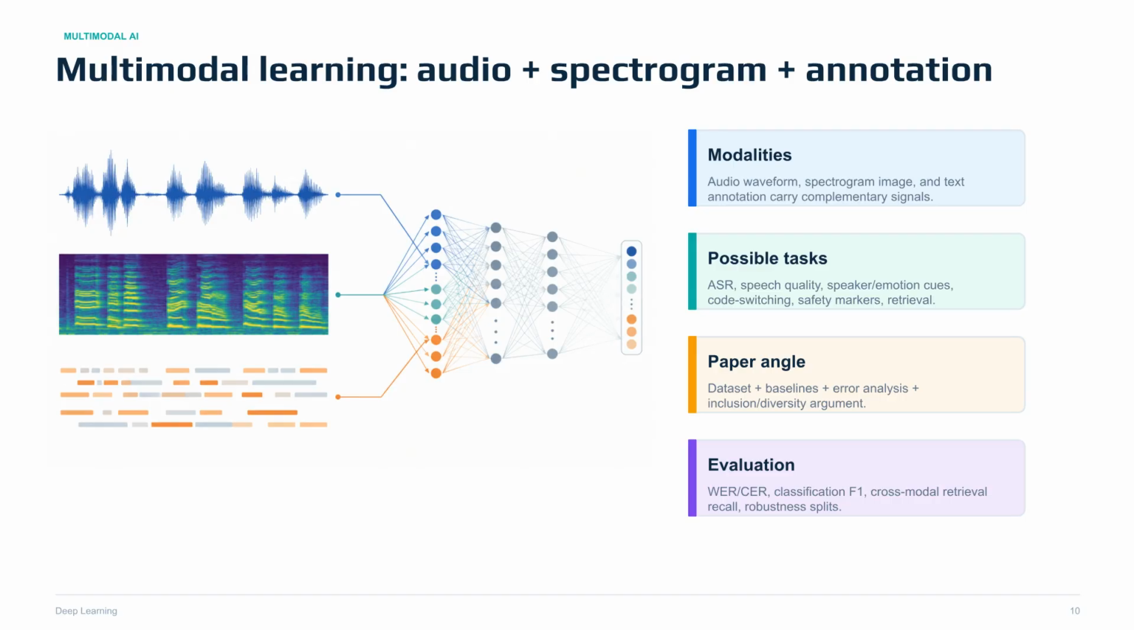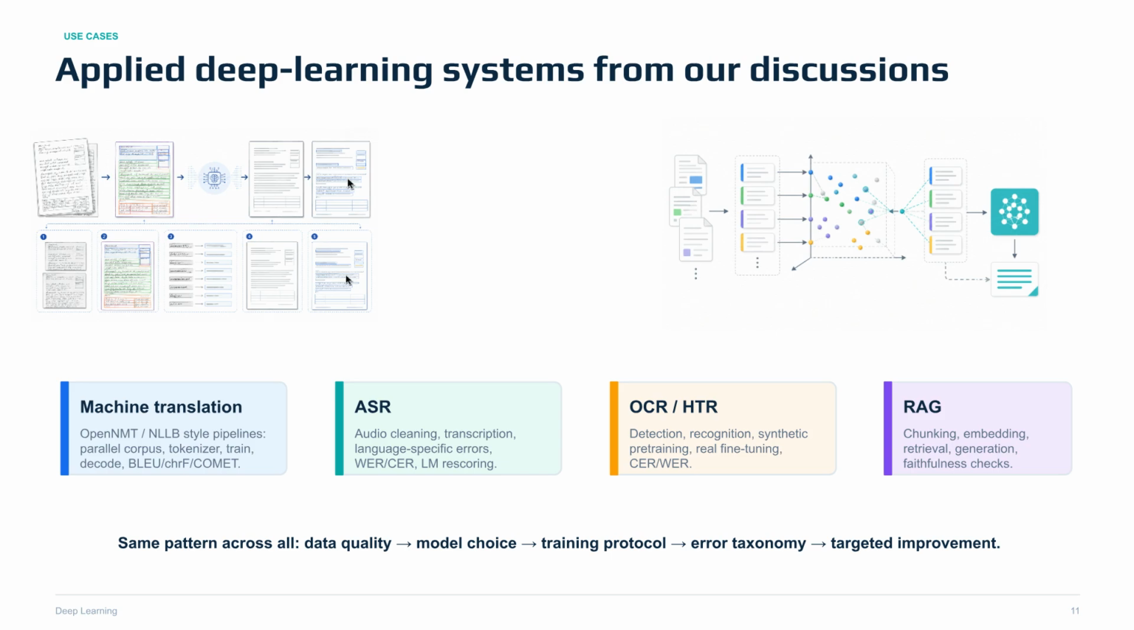Multimodal learning combines different types of input, such as audio, spectrograms, and annotations. Integrating these signals allows the model to leverage complementary information. Whether working on translation, ASR, OCR, or retrieval, the pattern remains the same. Focus on data quality, model choice, training protocols, and rigorous error analysis.